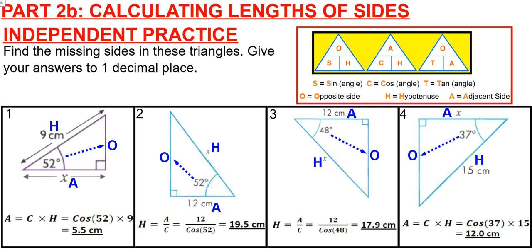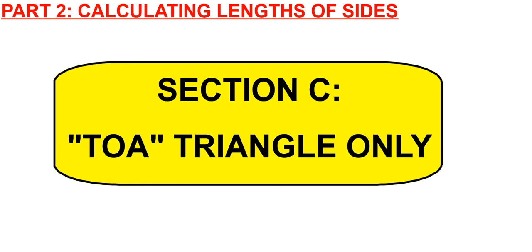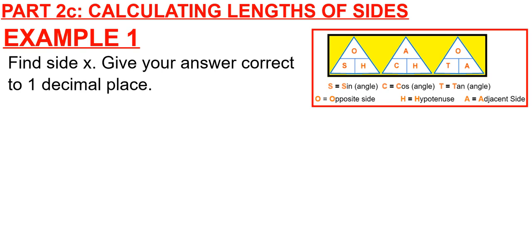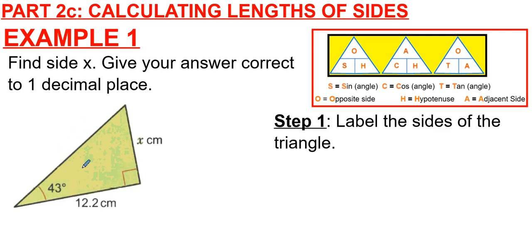So we've done the SO triangle. That's just for CA. Have a guess what's going to come next. Yep, the TOA triangle. So, again, a few examples and you're going to practice on your own. So, first of all, we're going to find side x in this one. So I'm just going to skip through this example.